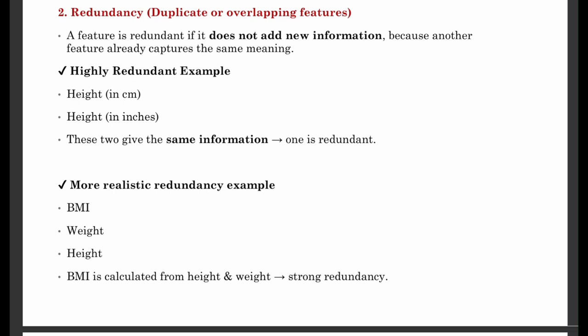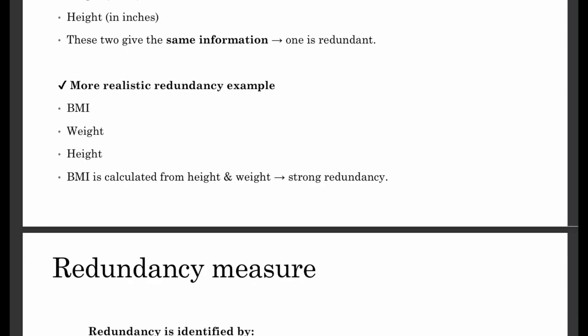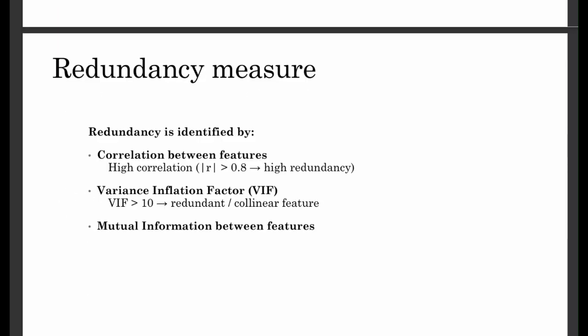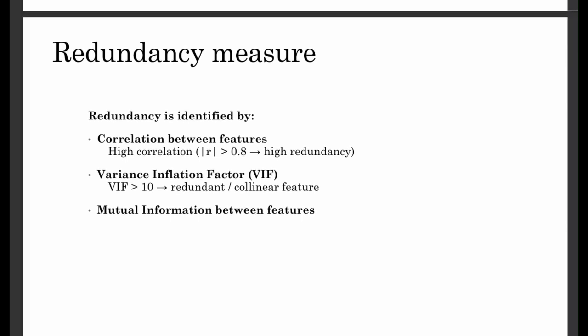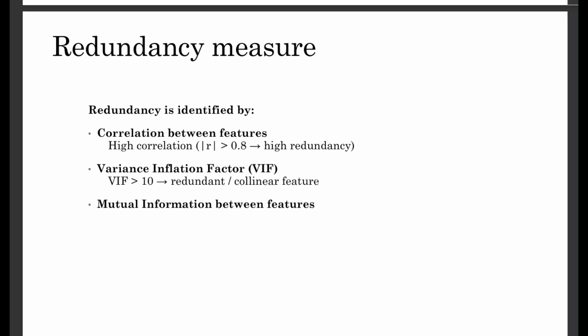How do we measure redundancy? Compute correlation between features. If the absolute correlation |r| is greater than 0.8, then it is highly correlated. Consider removing one. We can also use the variance inflation factor: a VIF greater than 10 indicates multicollinearity, strong redundancy between features, and mutual information between features captures non-linear redundancy. The goal of feature selection is to find features that are highly relevant to the target and low in redundancy with each other. This combination gives the most informative, efficient feature set for building models.